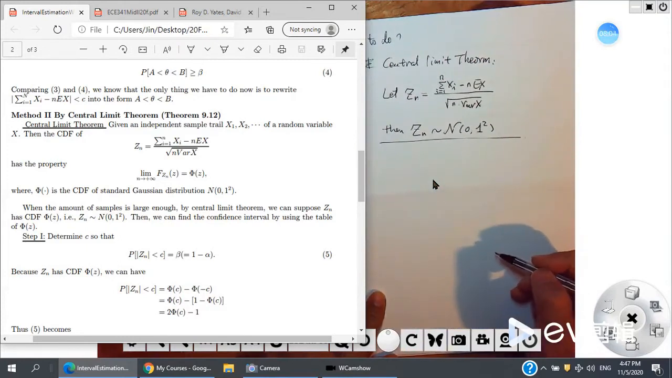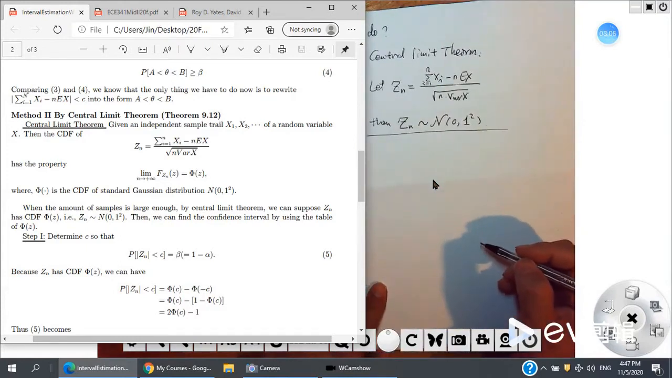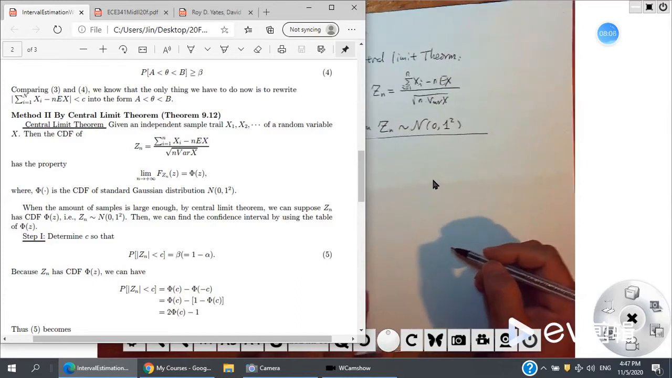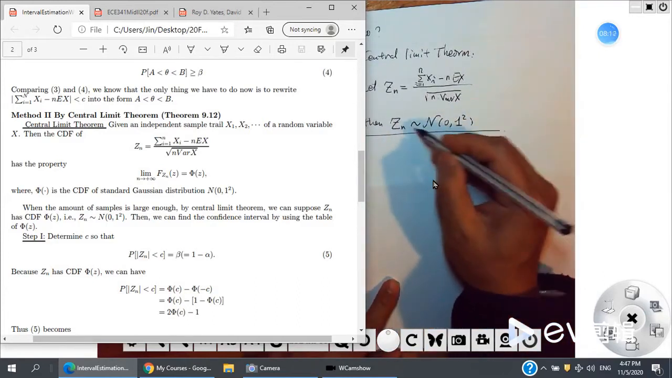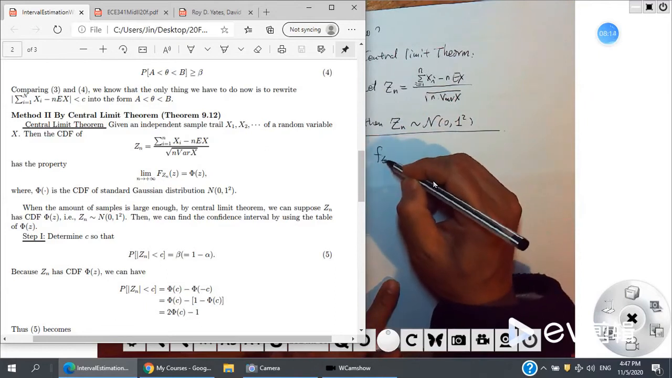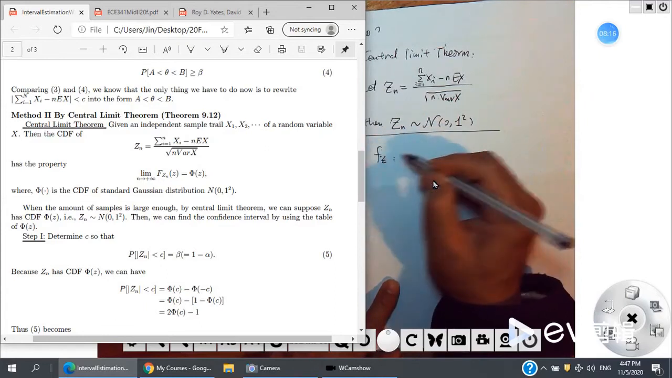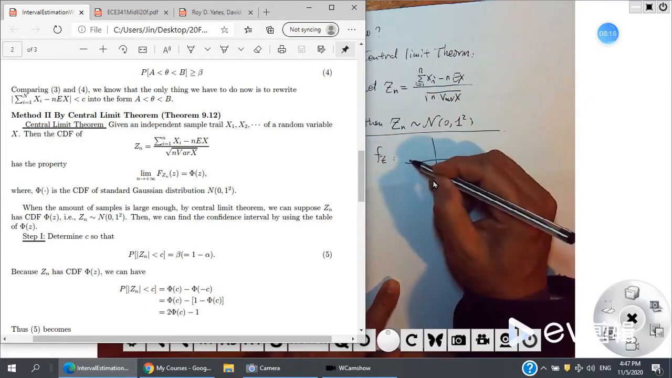Okay, so for this one, we can find an interval with a given probability. Right? We know the f of z. I just write z. Okay, it will be a graph that looks like this, right?